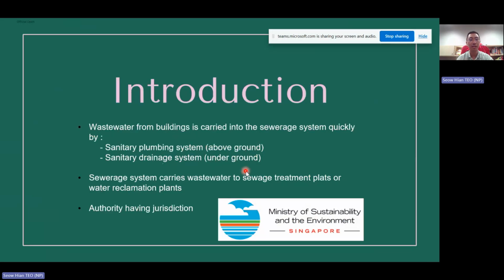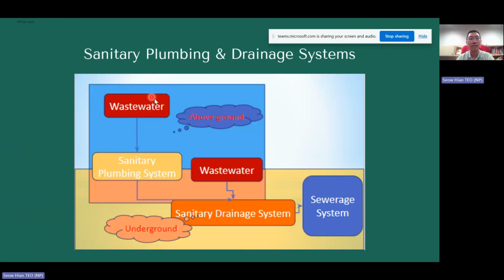So this introduction is about carrying out sewage systems quickly, and they can be either above ground or underground. Sewage systems also carry wastewater in the sewage to treatment plants, or reclaim plants. With that, there is some authority jurisdiction. So for sanitary piping, there's wastewater coming in from above ground. The sanitary piping, wastewater also coming from somewhere at the ground. Underground is the sanitary system, and then it goes to a sewage system.